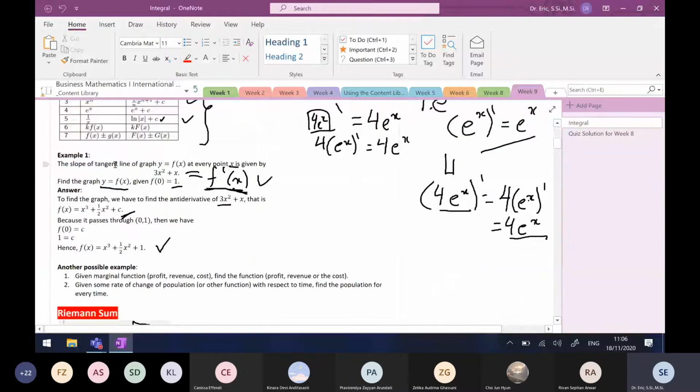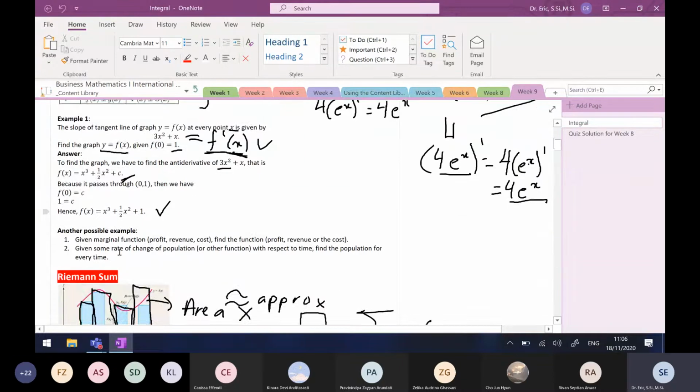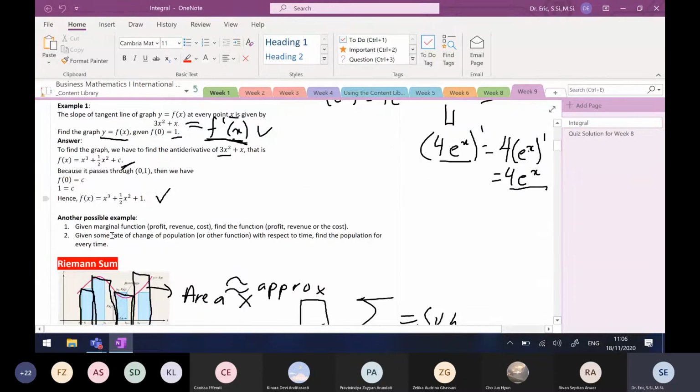Okay, so if the slope of the tangent line of the graph y equals f(x) at every point x is given by this, what if f(x) is just the antiderivative? Don't forget, if you have the antiderivative, you have plus constant. And for you to find the constant, you have to substitute this. You use f(0) equals 1, and so you have the c, and you have the final result on f(x).